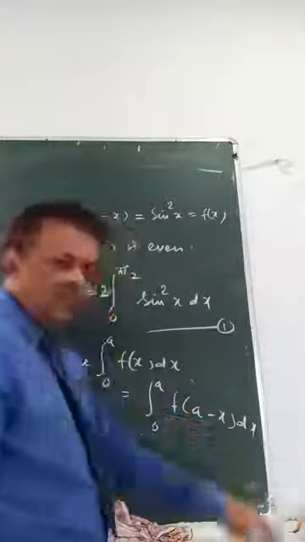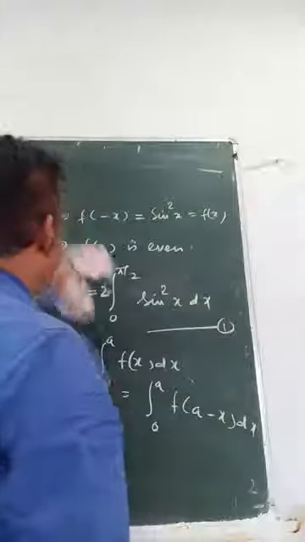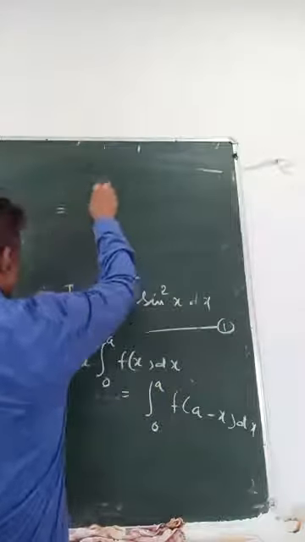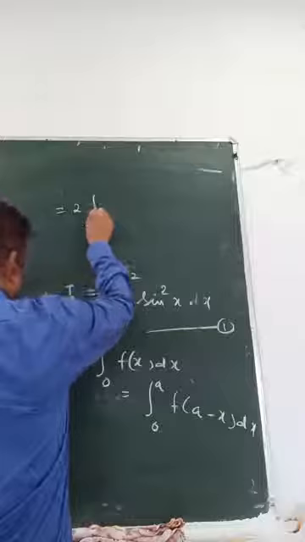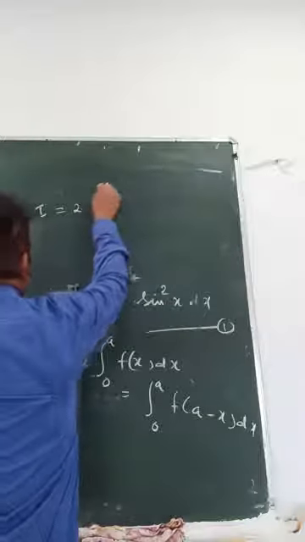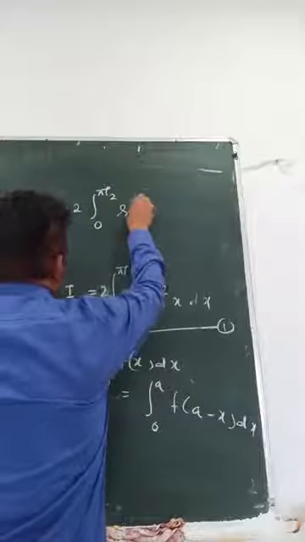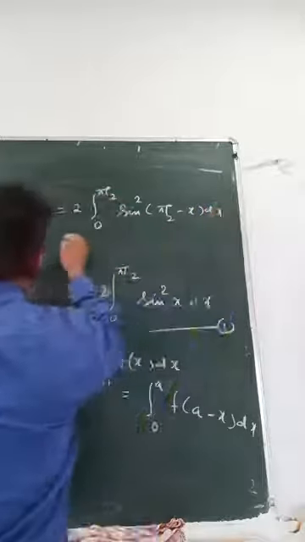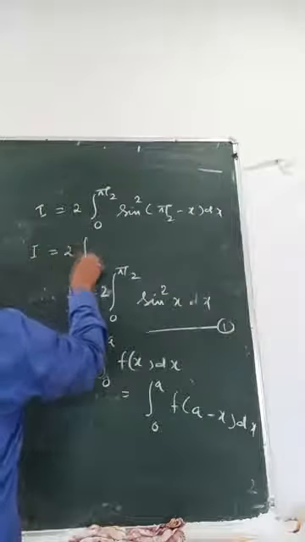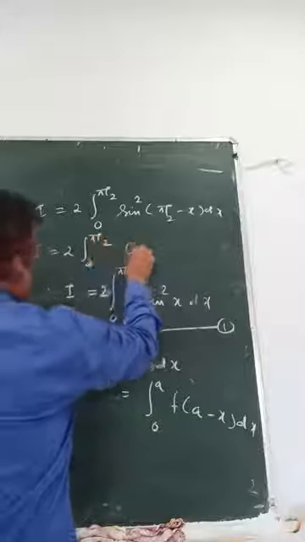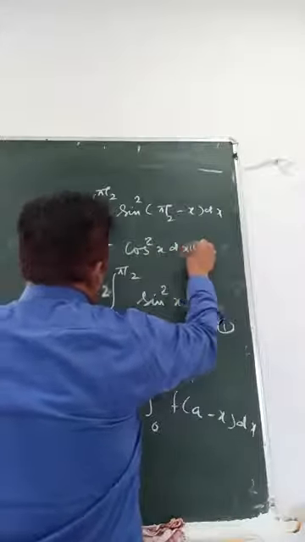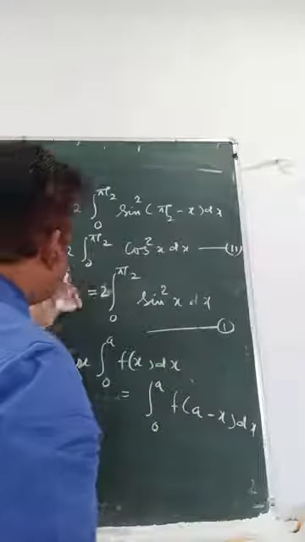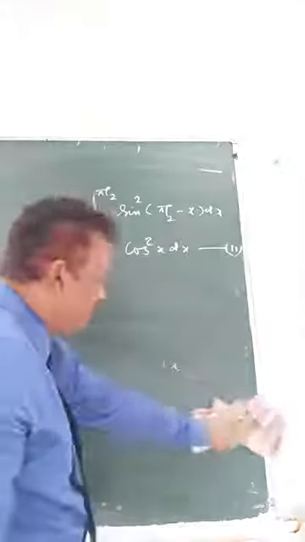So many questions we have done on this formula. So now you are going to write 2 times the integral from 0 to pi by 2 of sine square of pi by 2 minus x. So that will be 2 times the integral from 0 to pi by 2 of cos square x dx. This is equation number 2. Equation number 2 and equation number 1, if you add, what will you get? Sin square x plus cos square x.